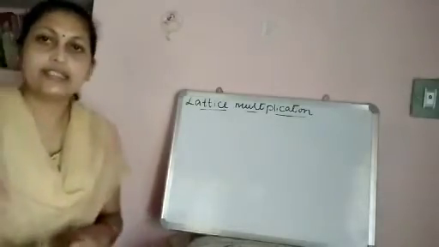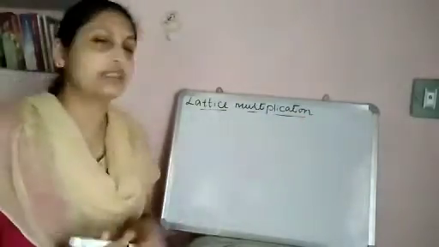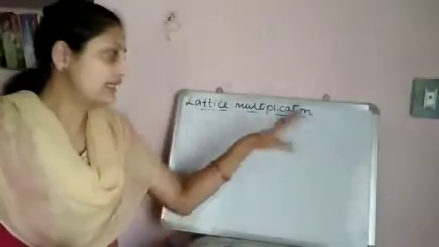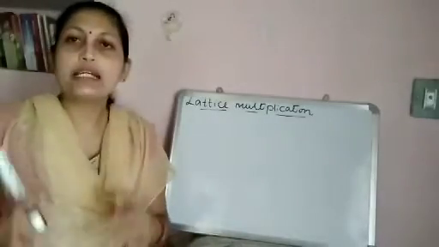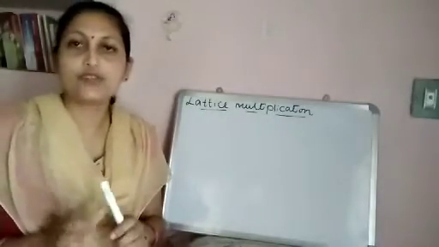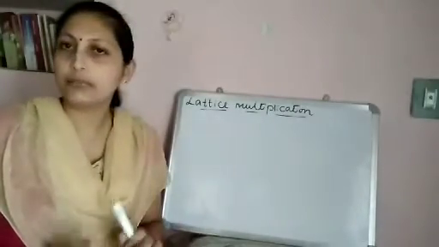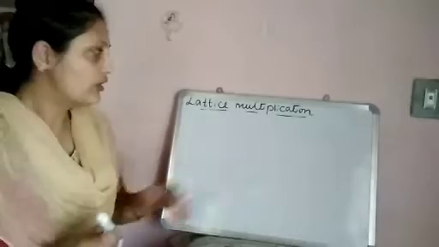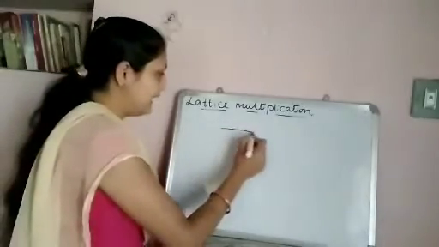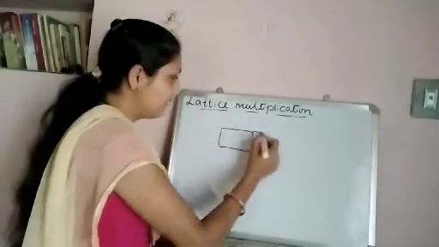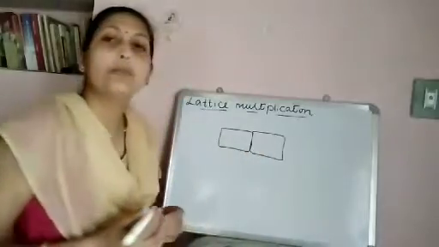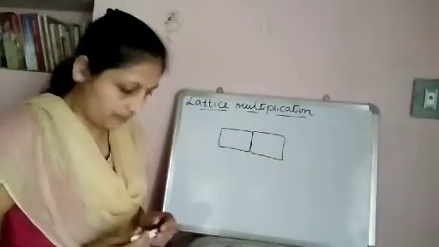Okay, next let us see what is lattice multiplication. Lattice means it is a grid or bars used for multiplying the numbers. This is another method of multiplication of numbers. So here we use grids like this, boxes. Boxes like this will be used for multiplying the numbers.